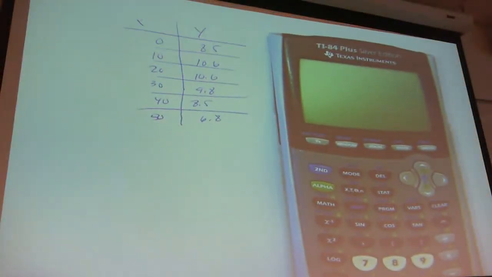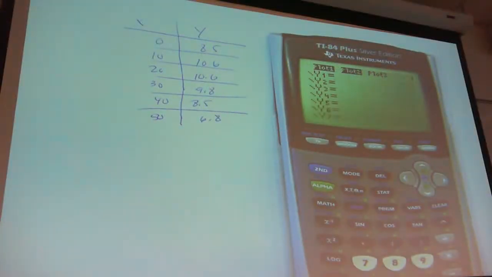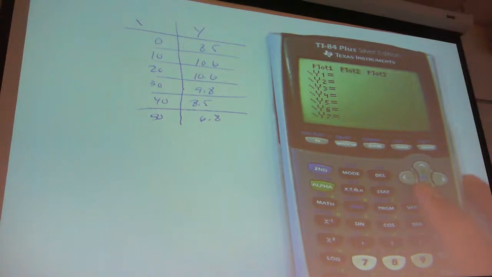Now, one thing we want to make sure is we have a clean calculator. So everybody for me, even if you're playing around with it, go to y equals. Make sure that plot 1, plot 2, plot 3 are not highlighted. If it's highlighted, go up to it and hit enter. None of those should be highlighted. Make sure there's nothing in y1, nothing in y2, nothing in y3.